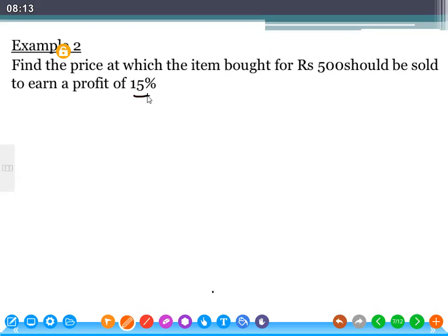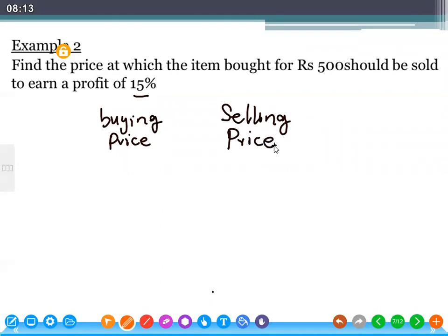First we have to find the two different quantities, that is buying price and the selling price. So the two different quantities are buying price and the selling price. So the buying price is 500 rupees. It's given. So you have to find the selling price. So it's an unknown term. I'm going to use X.